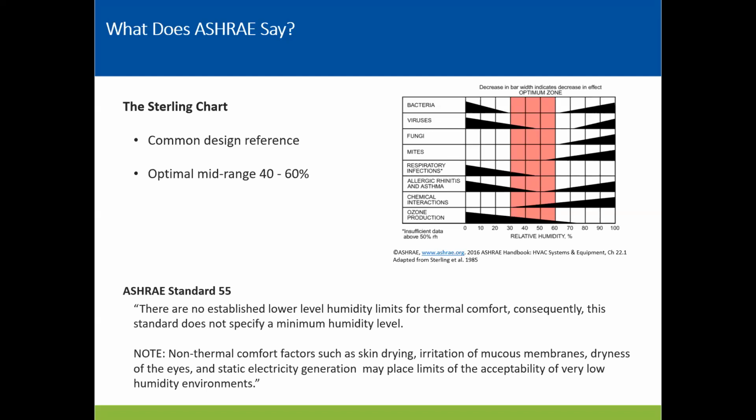So what does ASHRAE and our building code say about all this? In ASHRAE, there is a chart that's been used for many, many years, and it's called the Sterling chart. It was published first in the mid-1980s. And the work there that was done by Dr. Sterling really showed the optimal benefit for people in about a mid-range, about 40 to 60% relative humidity. Over the years, ASHRAE committees also added on the 30 to 40% range here as a recommendation.